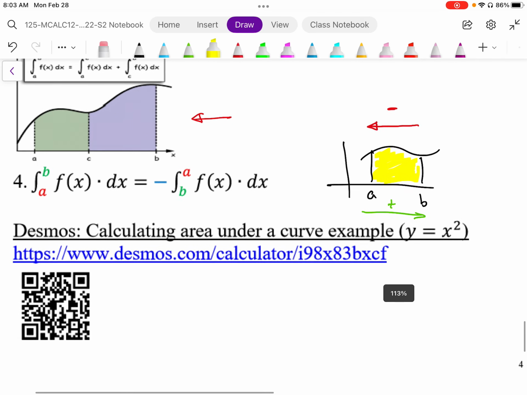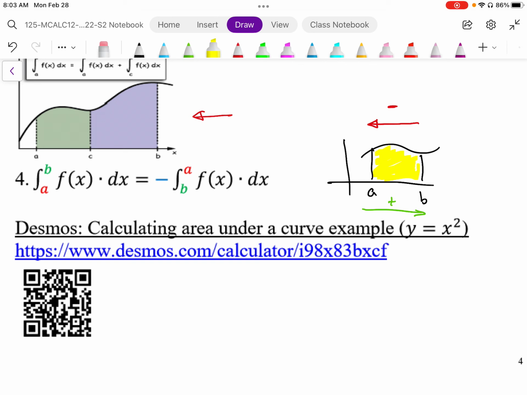Here I've given a link to Desmos to calculate the area under the curve of y equals x squared. Make sure you go and play around with that so you get an idea of how the fundamental theorem of calculus works.